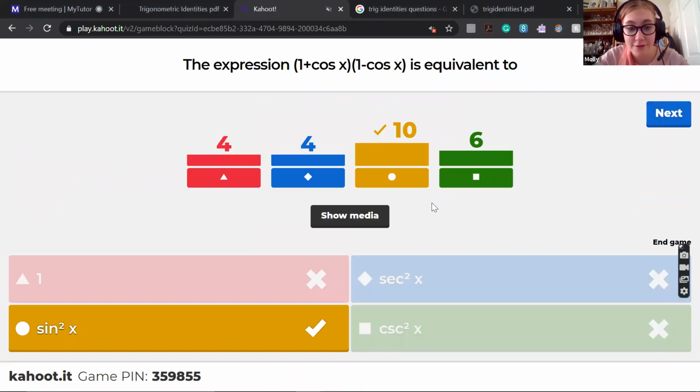Sorry if some people didn't have enough time. Well done though. So if you multiply out, you get 1 minus cos squared theta, which we've learned is sine squared theta.